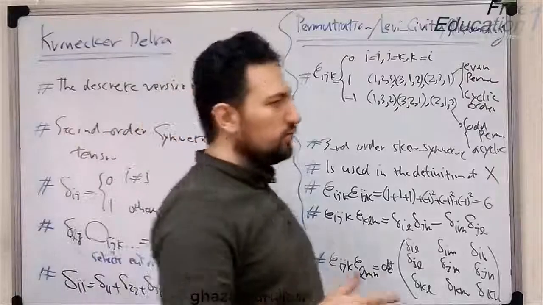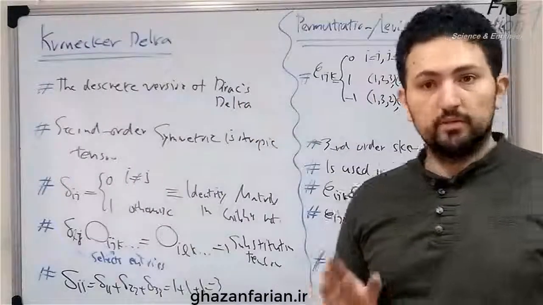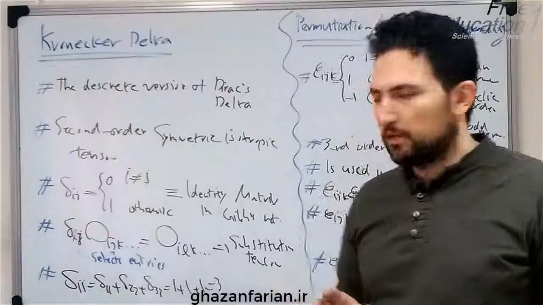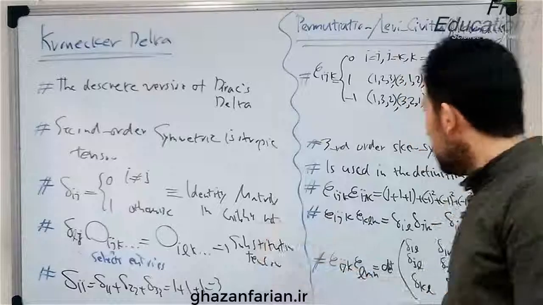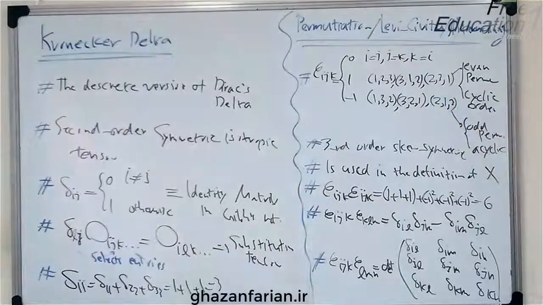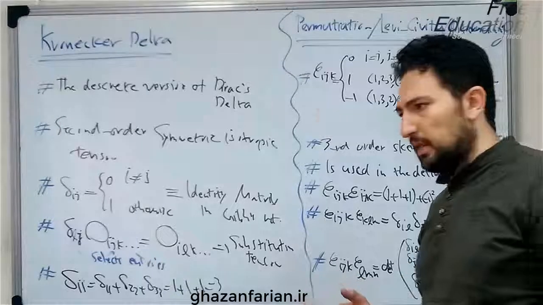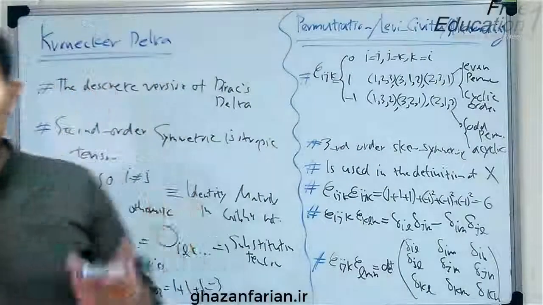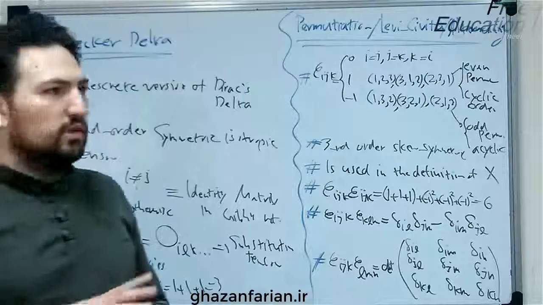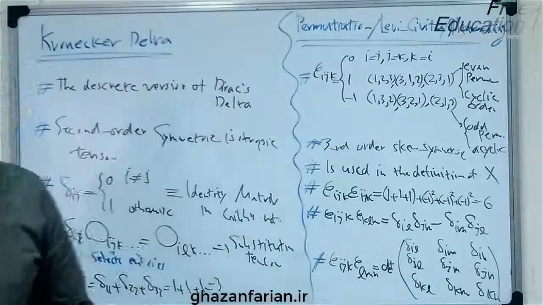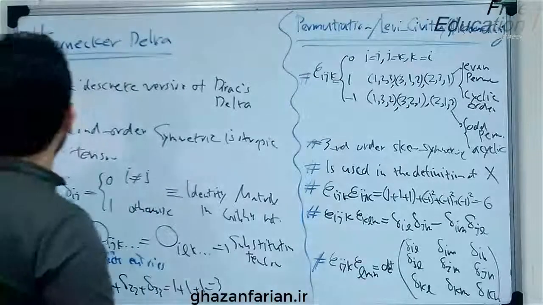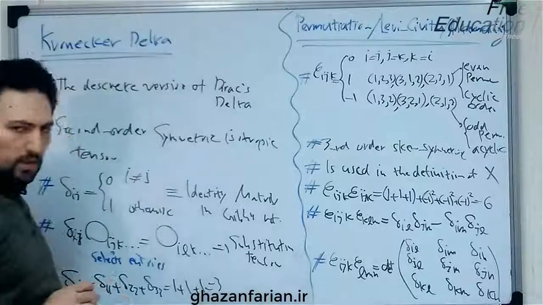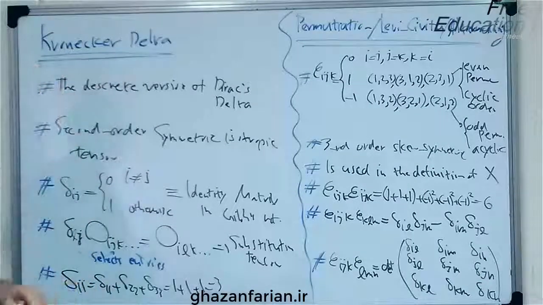Now I'm going to introduce two important symbols or tensors in tensor calculus. The first one is the Kronecker Delta, and the second one is the permutation symbol. These two tensors are frequently used in different vector identities or in different equations in continuum mechanics, for example, or in general relativity theorem. The Kronecker Delta, pay attention to the spelling.